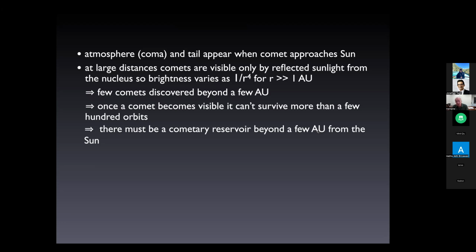Once the comet does become visible, it can survive no more than a few hundred orbits. A consequence of that is that since we believe that all the comets were formed early in the history of the solar system, there has to be some sort of cometary reservoir beyond a few astronomical units from the sun that is both stable enough that it can hold the comets for the life of the solar system, for a few gigayears, and yet leaky enough that it's continually producing a slow trickle of comets into the region where we can see them, close to the Earth's sun distance.